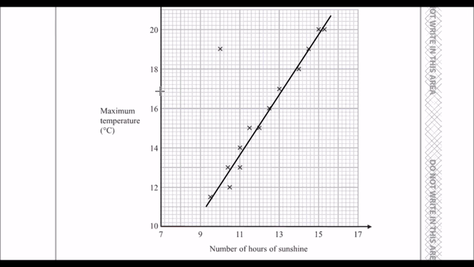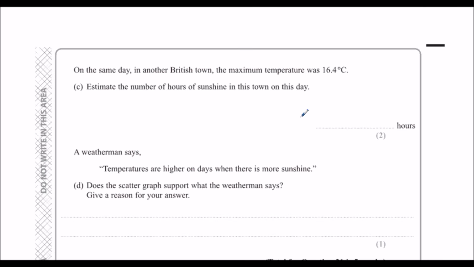So there's 17. So these are actually 0.2, 0.4, 0.6, 0.8. So 16.4 is here. We'll go along to the line. And then from the line, which is there, we'll go down to estimate the hours of sunshine. I've got 12.8, I think, there. So I'll give that as my answer. There will be a range of acceptable answers, but I've got 12.8 from my line.